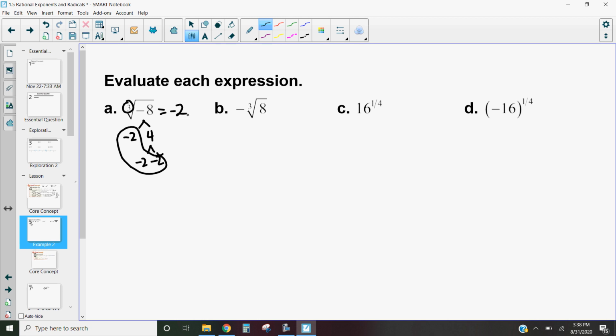Now let's take a look at C here. 16 to the 1/4. Well, on that last page, I learned 16 to the 1/4 is the same as the 4th root of 16. And I can figure out what the 4th root of 16 is without a calculator.